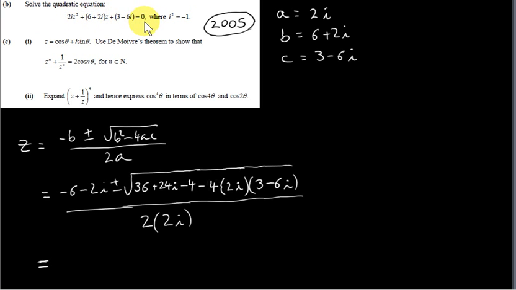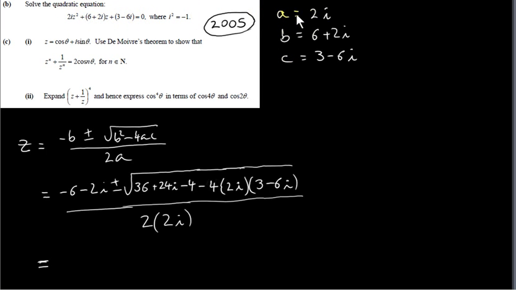Solve the quadratic equation 2i times z squared plus 6 plus 2i times z plus 3 minus 6i equals 0, where i squared is minus 1. Now, this is a quadratic equation. It's a quadratic equation in z. We have a z squared term, we have a z term, and we have a constant term. The coefficients happen to be complex numbers.